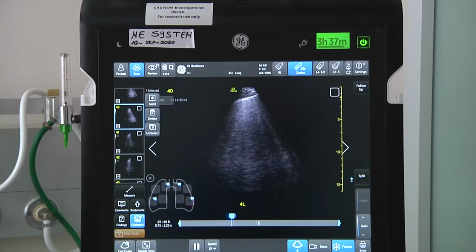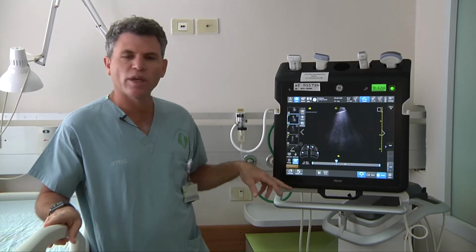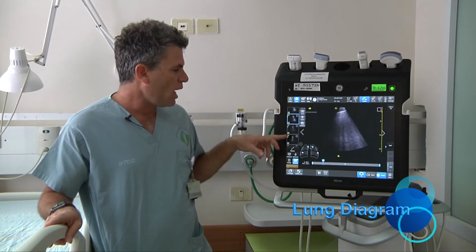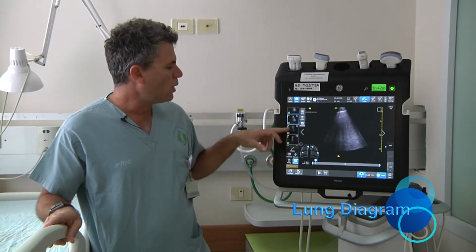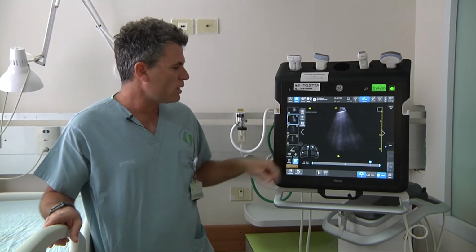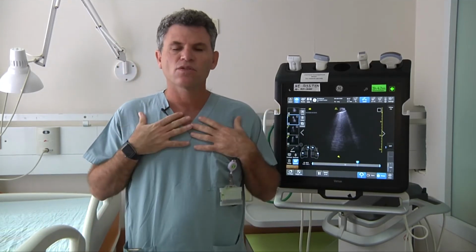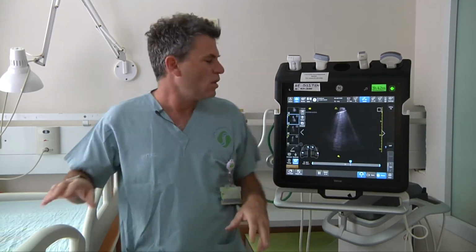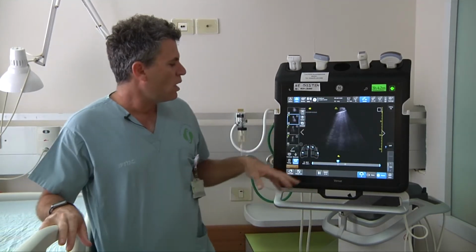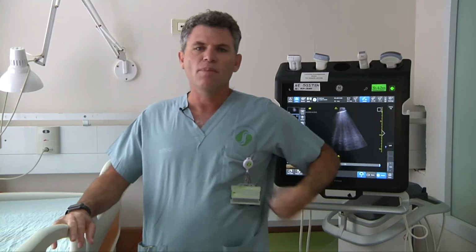When we scan the lungs, we have a very rapid description of where we are. You can see the lung diagram here, and in any picture that we choose, when we review the study, we can know exactly where we scan right now, either Z1 zone, the anterior zones, or the dependent zones. As you can see here from the patient with a lot of B lines, I know exactly that we were scanning at the left lower area.